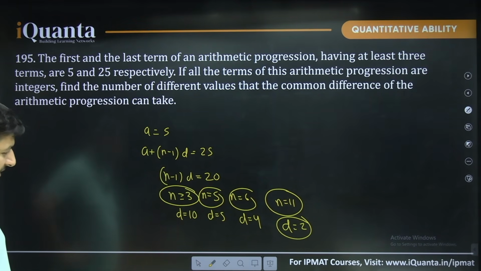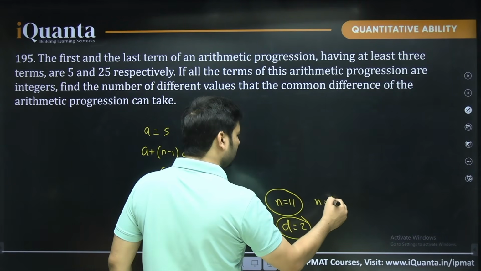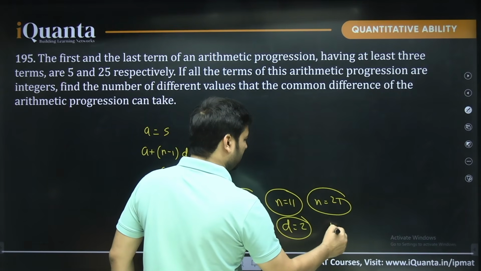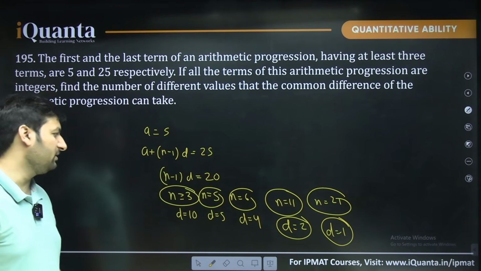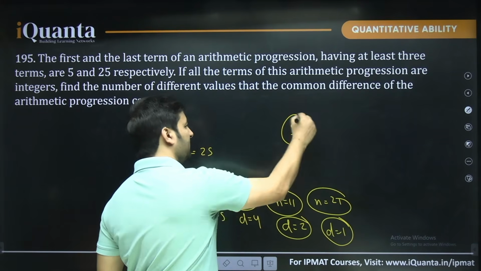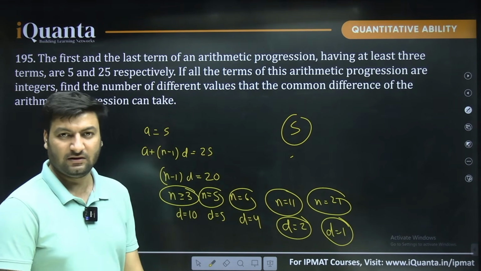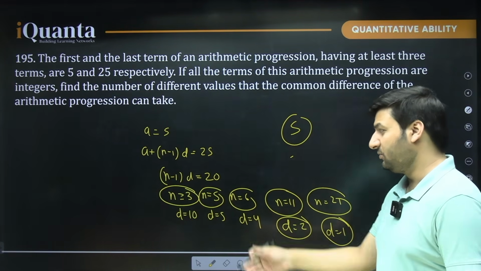And then finally if you put n equals to say 21, then D will be 1. That's it. You cannot go beyond that. 1, 2, 3, 4, 5. 5 different values of difference. That's the answer. Okay, so always keep in mind such questions can also come. It is related to integer solutions.